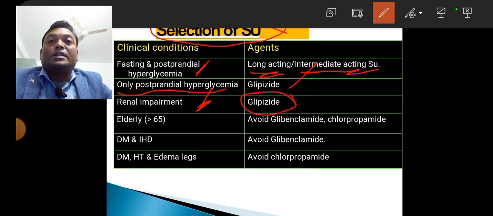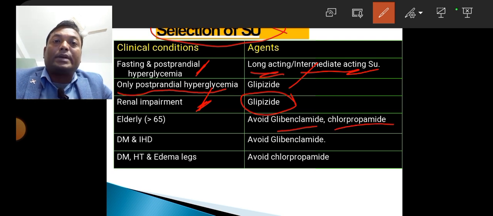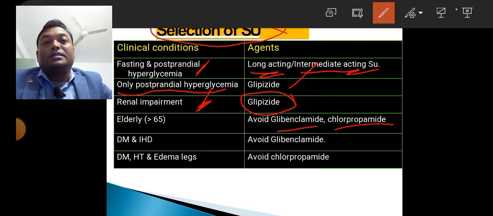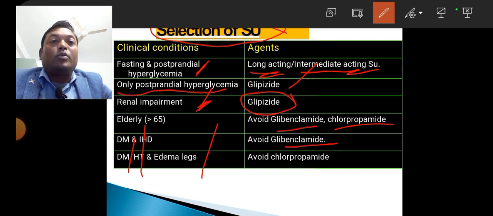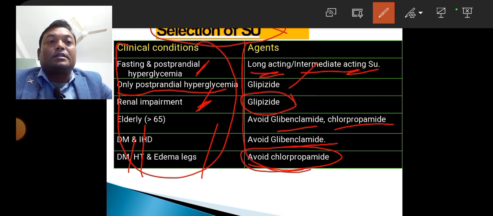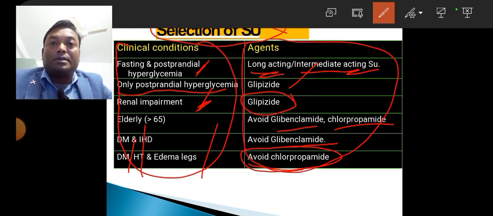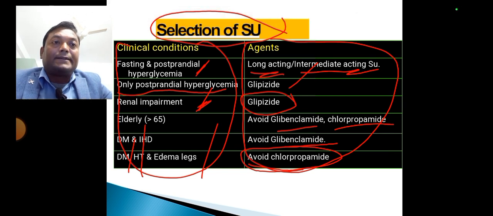If the patient is more than 65 years, elderly, then avoid glibenclamide and chlorpropamide. If the patient has diabetes plus cardiovascular disease, then avoid glibenclamide; it cannot be given in cardiovascular complications. And for a patient with diabetes mellitus, hypertension, and edema in the legs, avoid chlorpropamide. So these clinical conditions can be considered during the prescription of sulfonylureas.